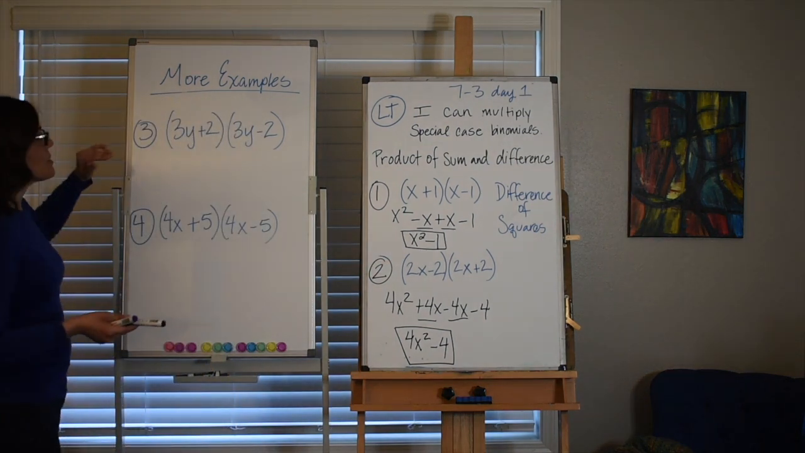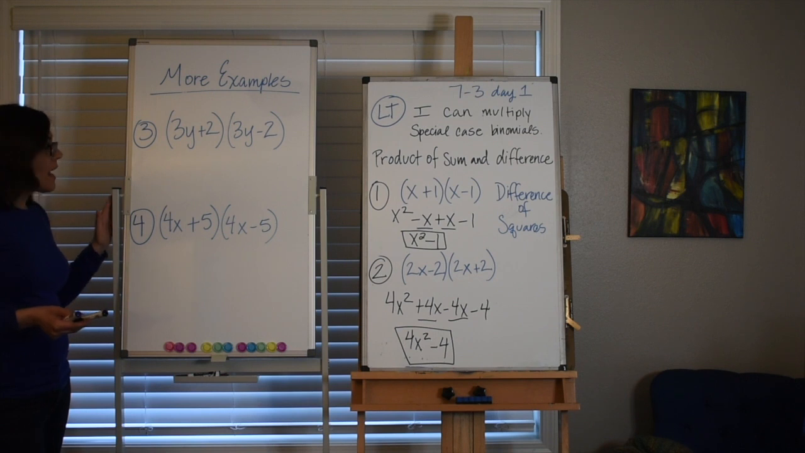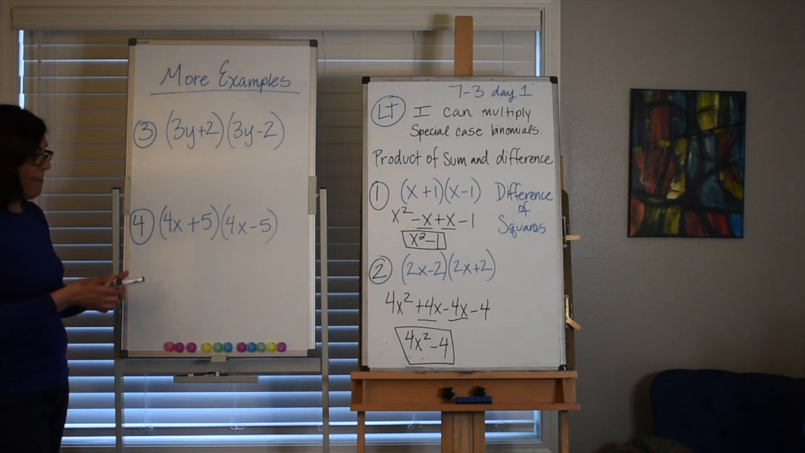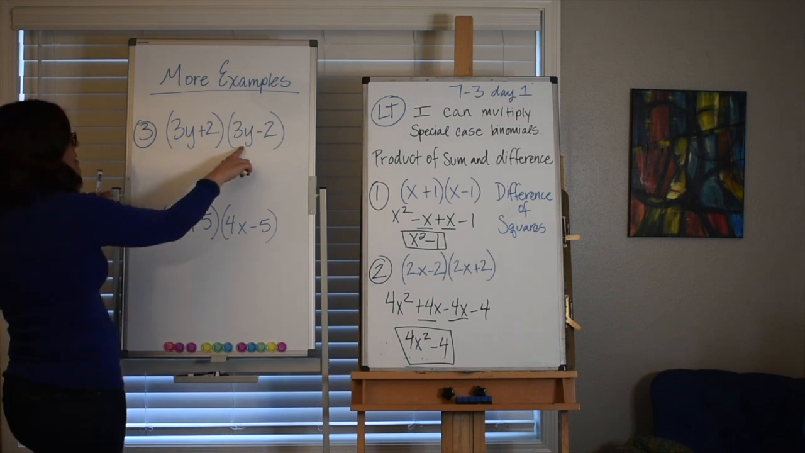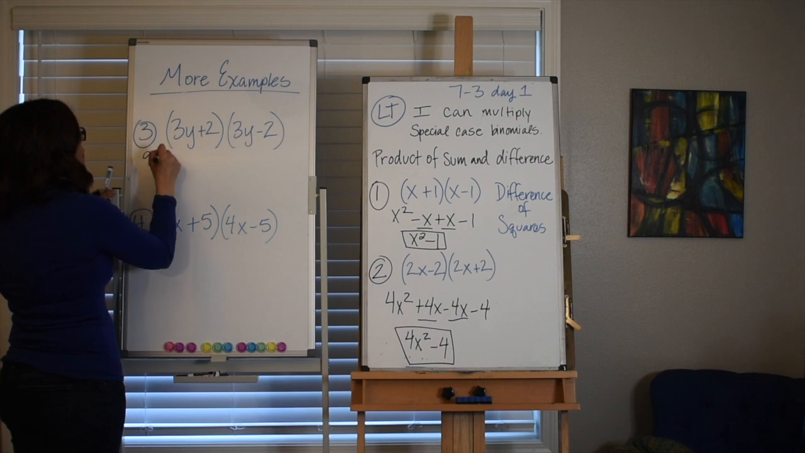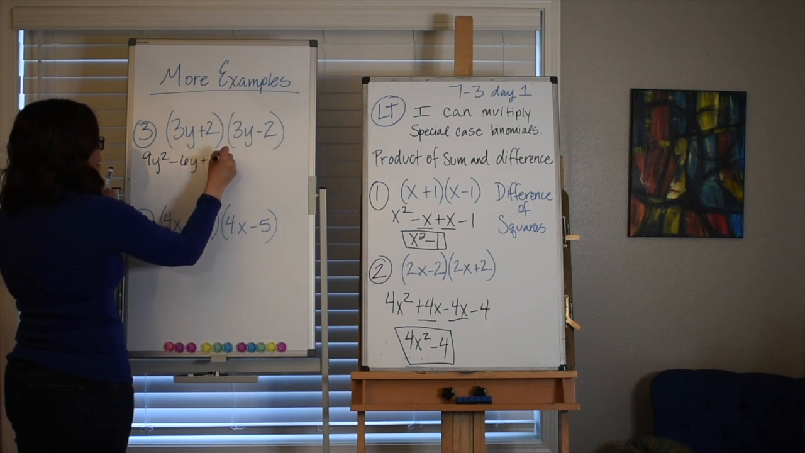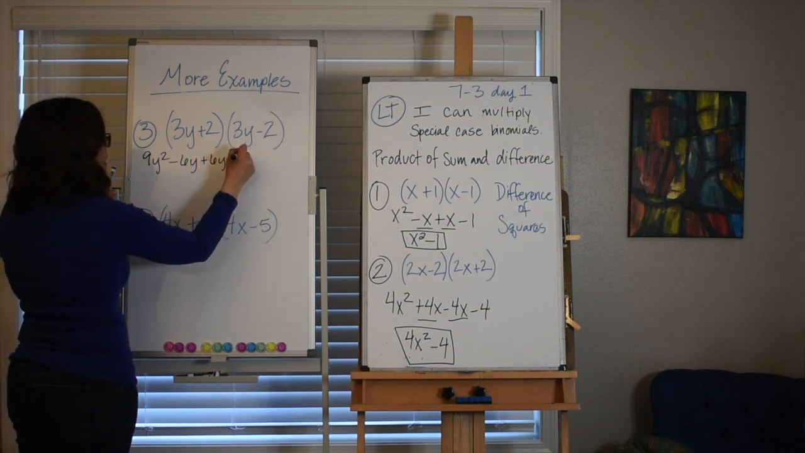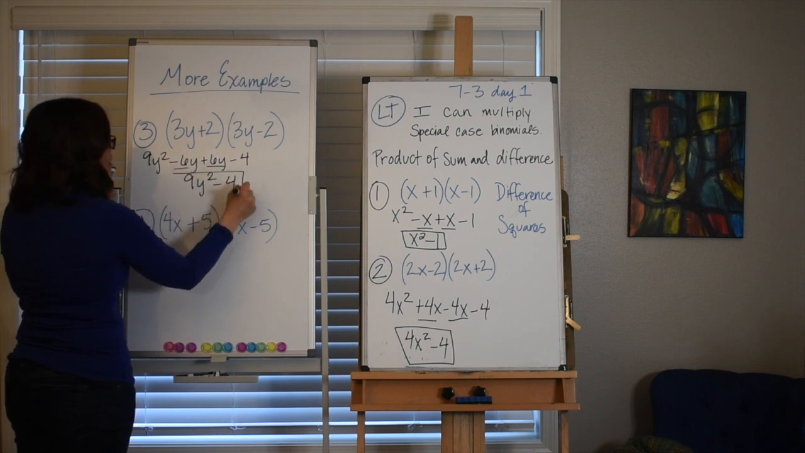So what I'd like for you to do is write down 3 and 4 in your comp book, and try them on your own and see how you do, okay? For this first one I'm going to go ahead and show the whole process. 3y times 3y is 9y squared. 3y times negative 2 is negative 6y. 2 times 3y is positive 6y. 2 times negative 2 is negative 4. These cancel out, and I'm left with 9y squared minus 4.